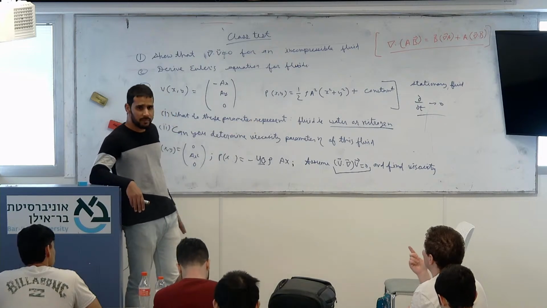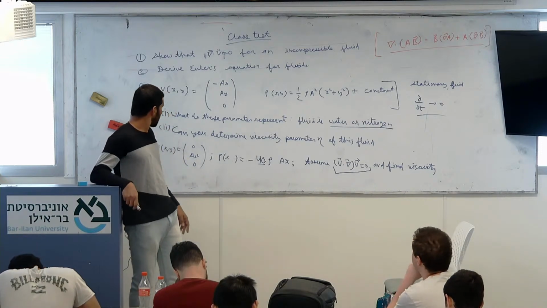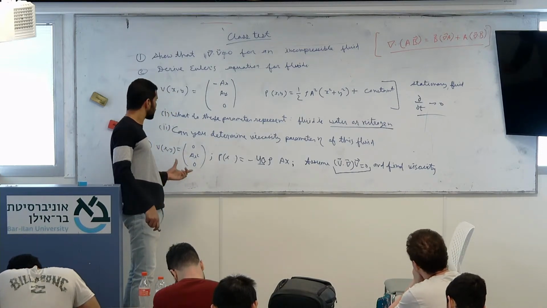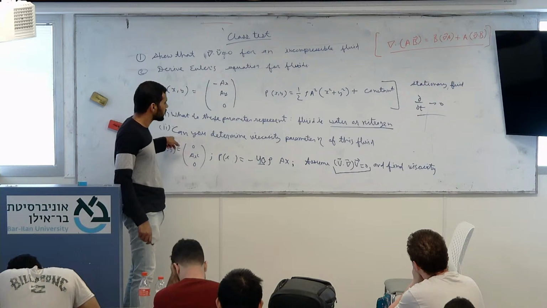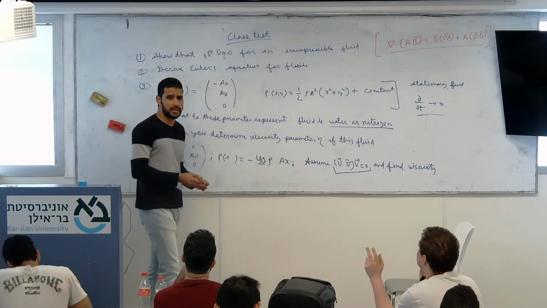What is the parameter that the question refers to? In 3I, what is the parameter? These are the parameters. Velocity and pressure are the parameters given.